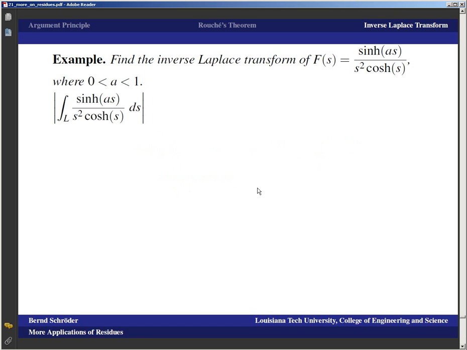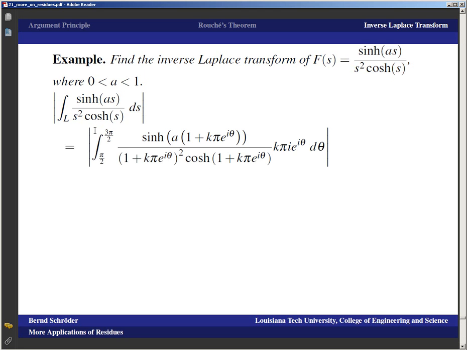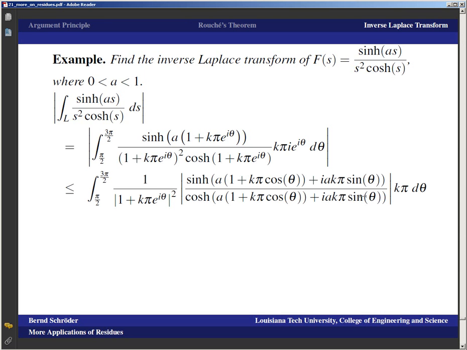And so if we're looking at that integral over this left half of that circle, well, that's again the integral from pi over 2 to 3 pi over 2 of sinh a, and then we just parameterize the circle. It's 1 plus k pi e to the I theta, and that's of course plugged into everything we have in the integral, and then we have the derivative, which is k pi I e to the I theta. Now we use the triangular inequality and puzzle things apart a little bit. And as we do that, well, what do we have? The k pi I e to the I theta, that's just k pi in absolute value because I e to the I theta has size 1.